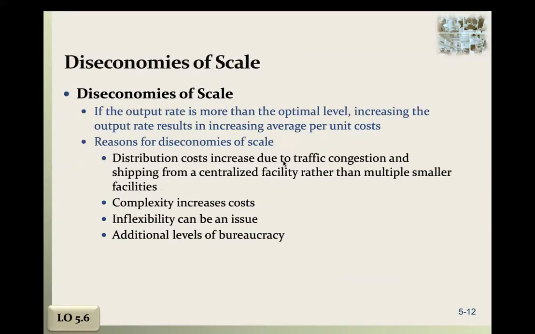And the reason is that distribution cost increases due to traffic congestion when you are producing too much, and shipping from a centralized facility rather than multiple smaller facilities. Now you are producing too much. Your output rate is very, very high. As a result of that, it will affect your operations and your systems. Complexity increases cost, inflexibility can be an issue, and an additional level of bureaucracy can come.